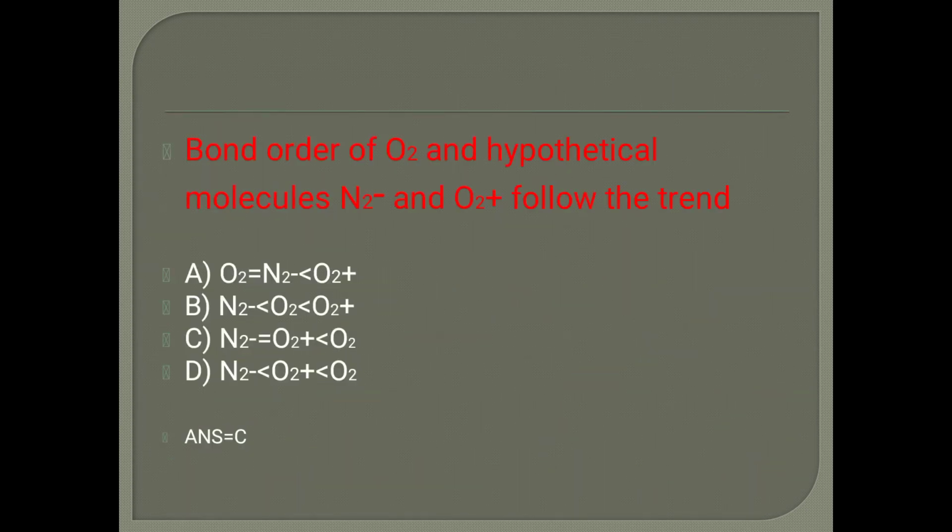Coming to the next example, it is based on a similar concept. The bond order of O2 and the hypothetical molecules N2 minus and O2 plus follow the trend. As I have told you, you have to use the electronic filling configuration for all the molecules given here and see the bond order. O2 has more than 14 electrons because it has 16. If you do it, the bond order comes out to be 2. You all can solve and see.